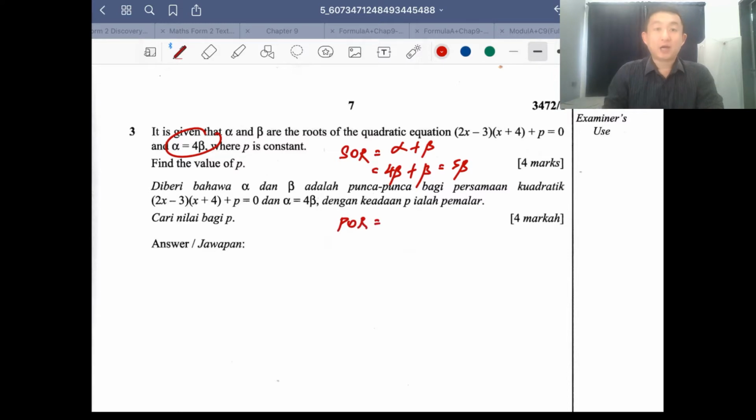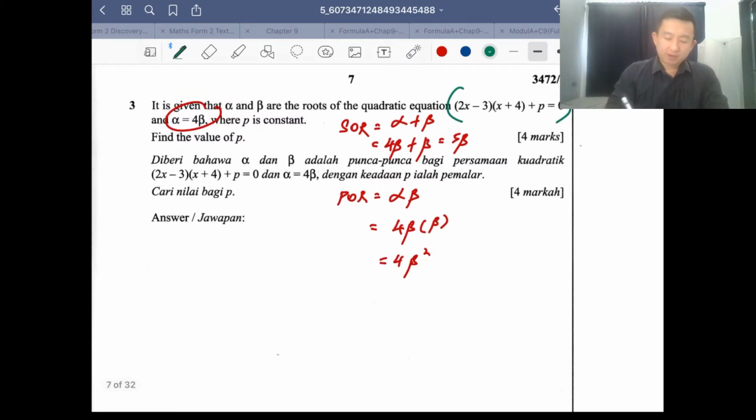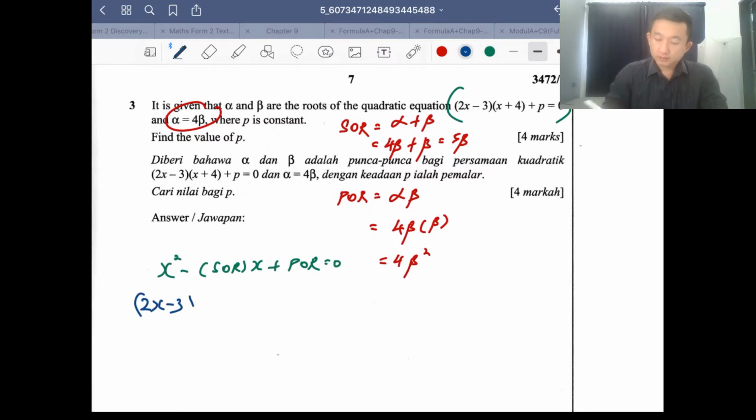POR is the product of roots. So you don't use alpha beta, but you use 4 beta and beta. 4 beta squared, POR. Once you have this information, you can compare this with the formats by using SOR and POR. Remember the format to form a quadratic equation. This is the one, right? And if we were to compare this with, can we compare it straight away? No, right? We have to expand it first.